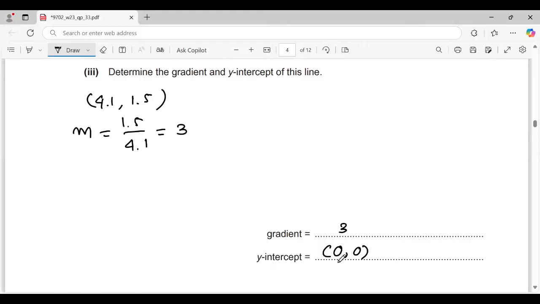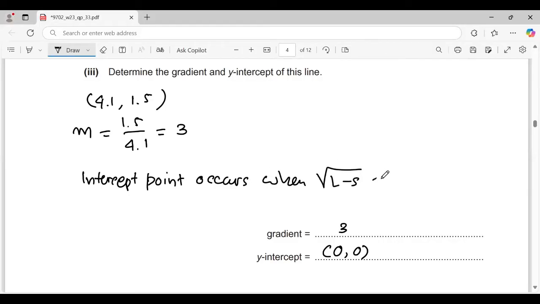And the intercept point occurs when square root of L minus S equals 0. If this is 0, it means T also equals 0.